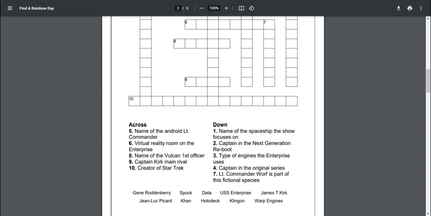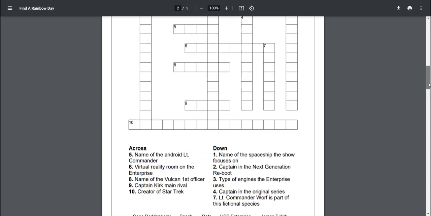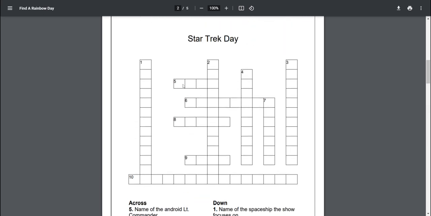Number 5 is Data. Okay, let's read the question, buddy. Name of the android Lieutenant Commander. Lieutenant Data. Yes, Data is in the word bank here. Let's take a look at 5 across and see how many letters are in that blank. There you go, 4 letters.